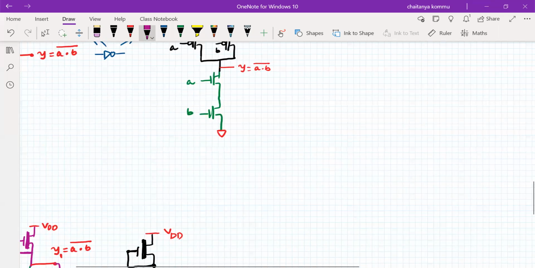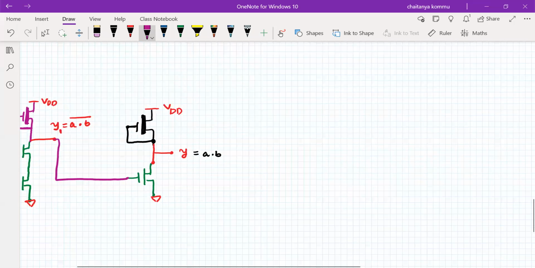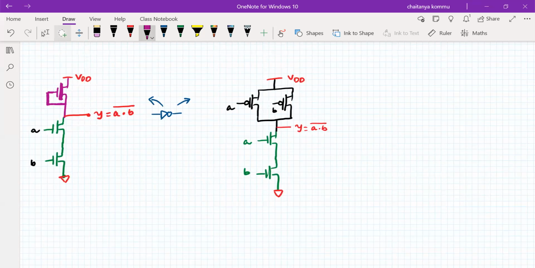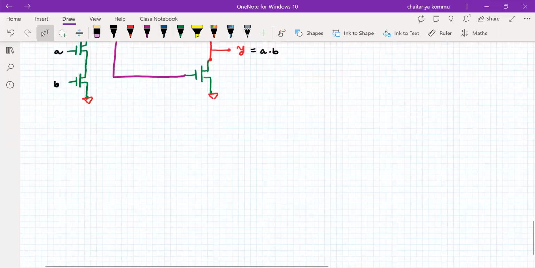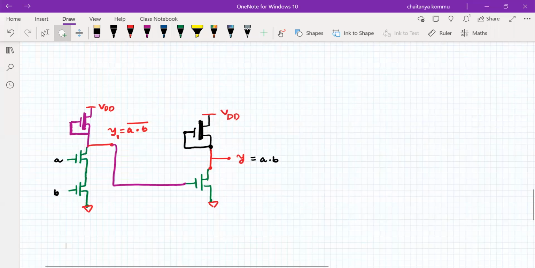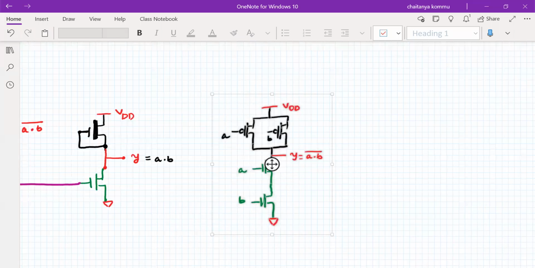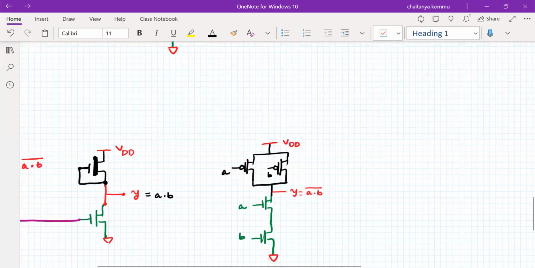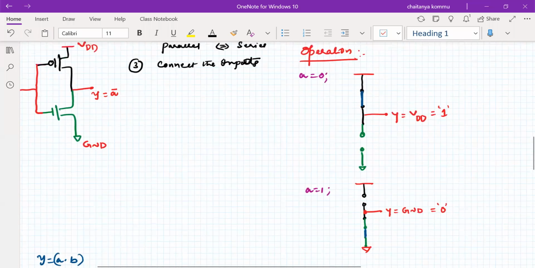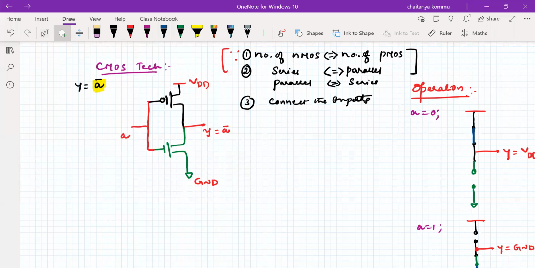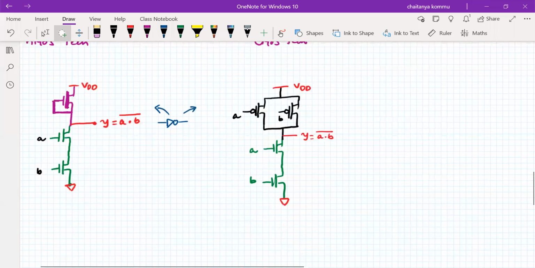Similarly, for CMOS, we have to take this structure and place it here. The NOT gate relevant to this particular one is this NOT gate. This NOT gate is required. So depending upon what technology we have used, the devices also we have to take from that technology only.